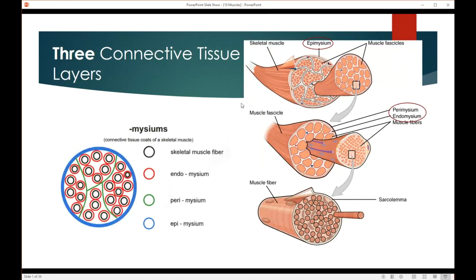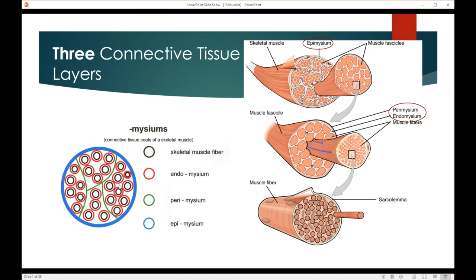So let's talk about those connective tissues. There's three connective tissue layers. There's the epimysium, the perimysium, and the endomysium, okay? So the epimysium is going to be on the outer edge of the entire muscle, okay? So here's that whole skeletal muscle. You have the epimysium on the outside, okay? Then you have all of the perimysiums, okay? They're going to surround each muscle fascicle, okay? And then around each muscle fiber is going to be the endomysium, okay?